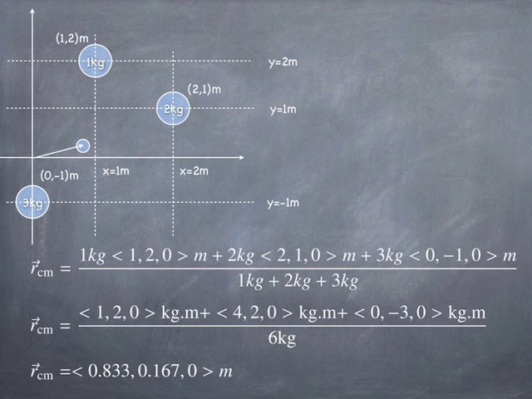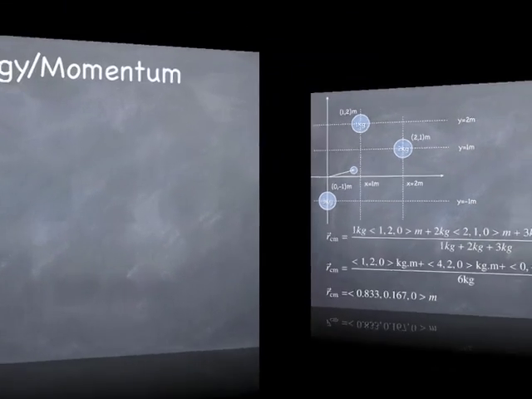Also, I want to point out that the position of the center of mass in this example is at a location in space where there is actually no mass. So there's no rule that says the center of mass has to be at a place where there's any mass. It's simply the average position of all the mass that there is.